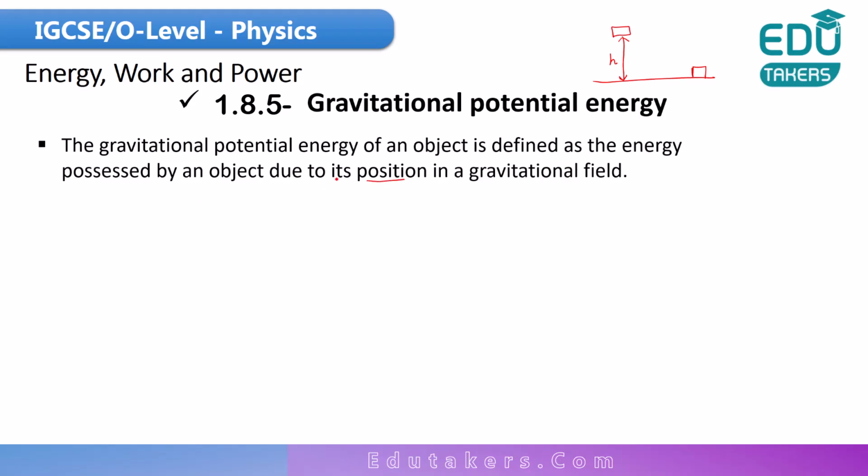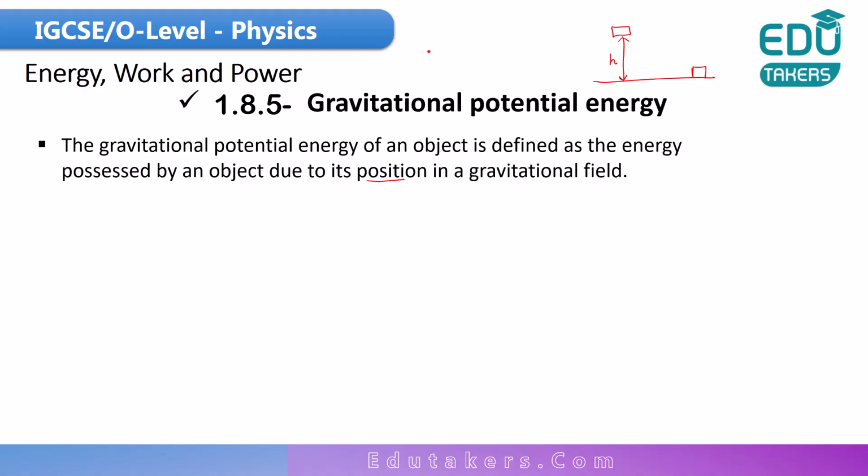Gravitational field is basically the Earth's gravitational field because Earth has the gravity. It attracts every object towards itself. So the energy possessed by the body due to its position in the gravitational field is basically called gravitational potential energy. Next we have to see on which factors the gravitational potential energy depends, meaning which formula is used to calculate the gravitational potential energy.